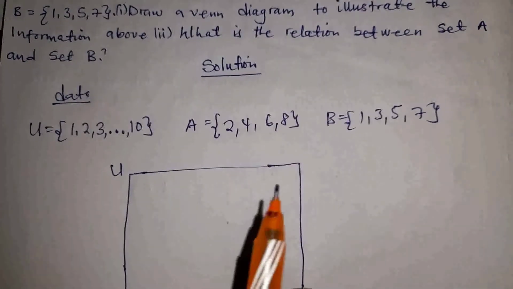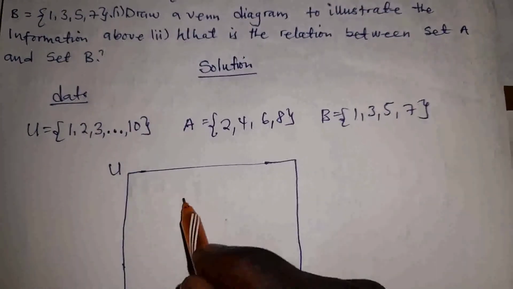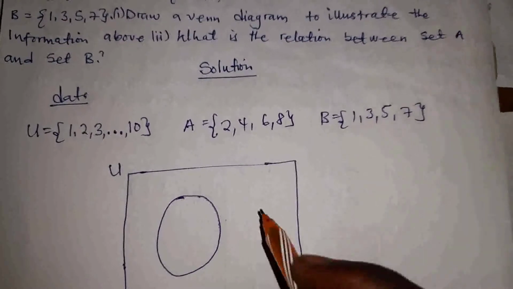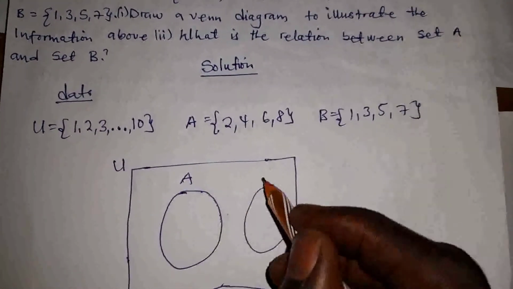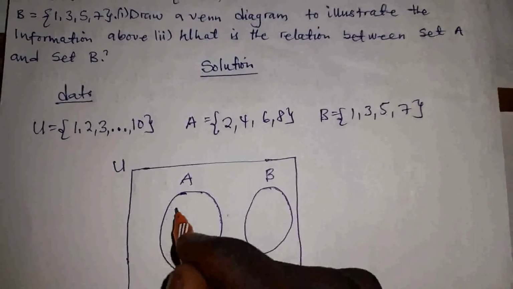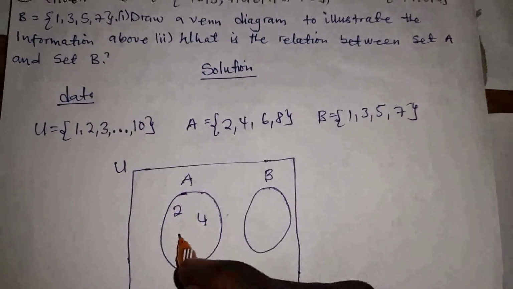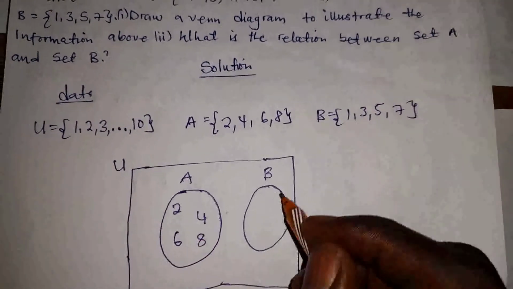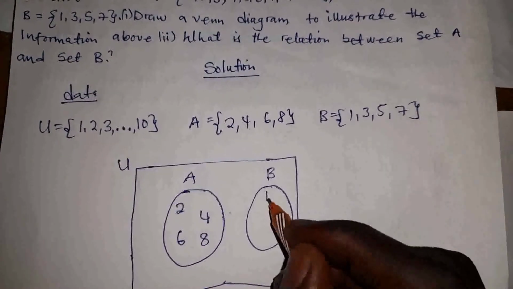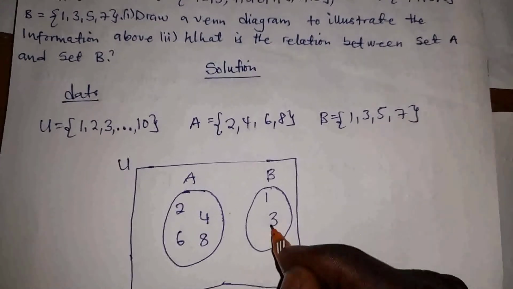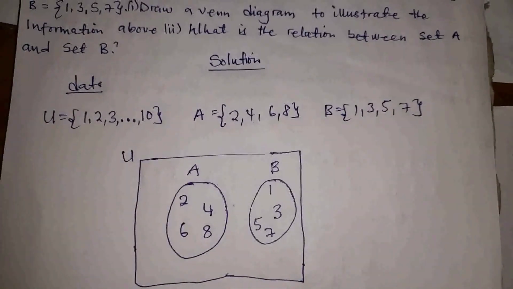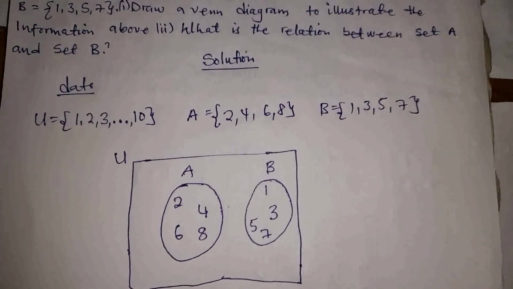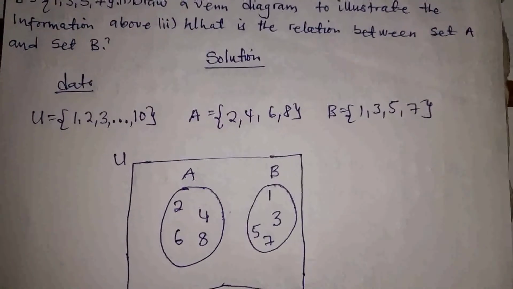Do they have any connection? No. So I can draw them separately. I can name this as set A, name this as set B. Set A we have 2, 4, 6 and 8. Set B we have 1, 3, 5 and 7. Looking at it, I'm trying to separate them so that it cannot become a composite number.